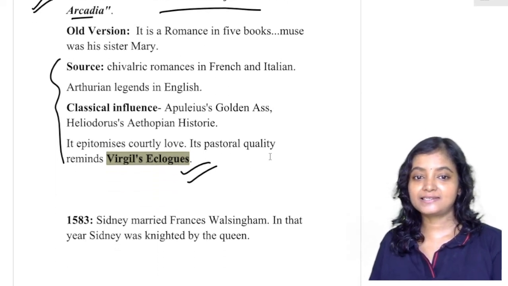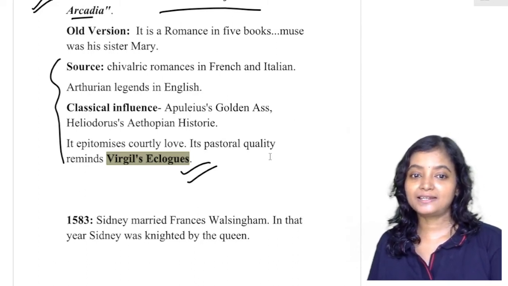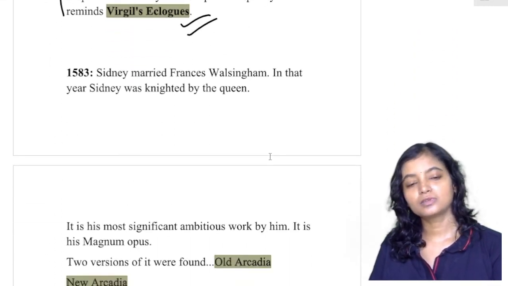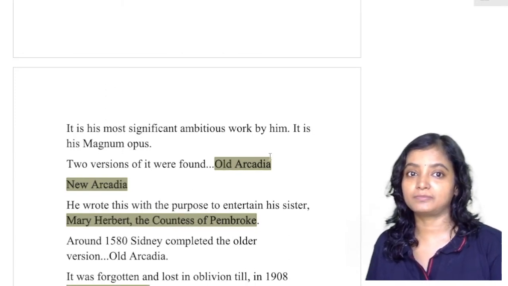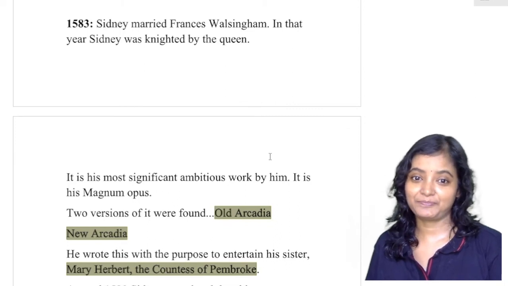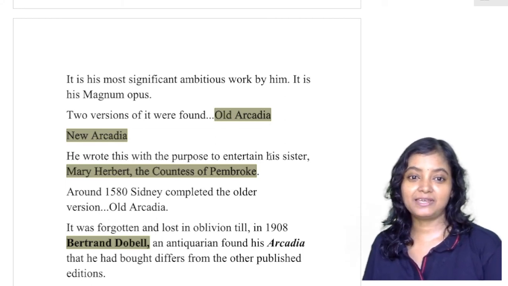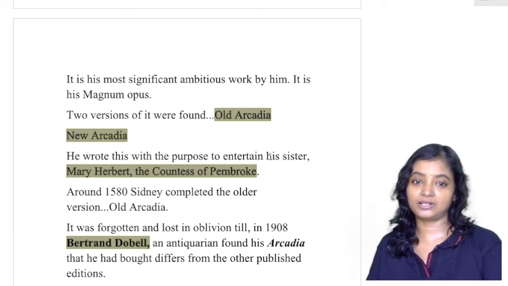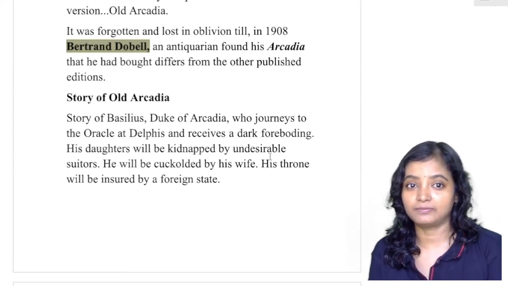Now in 1583 Sidney married Frances Walsingham. In that year Sidney was knighted by the Queen. It is his most significant, ambitious work. It is his magnum opus. What? Arcadia. Two versions of it were found, Old Arcadia and New Arcadia. He wrote these with the purpose to entertain his sister Mary Herbert, the Countess of Pembroke. Around 1580, Sidney completed the older version, that is called Old Arcadia. It was forgotten and lost in oblivion.